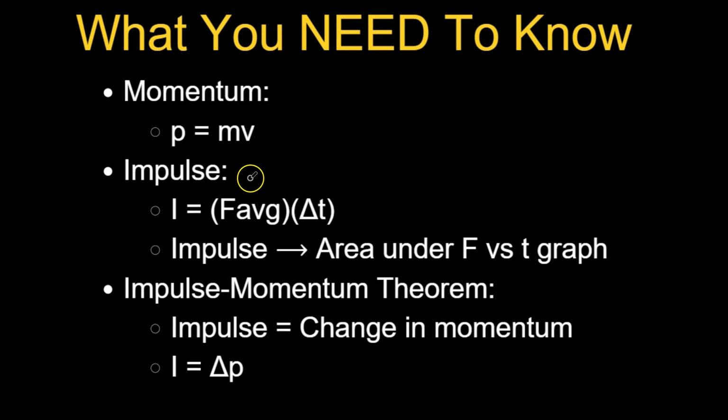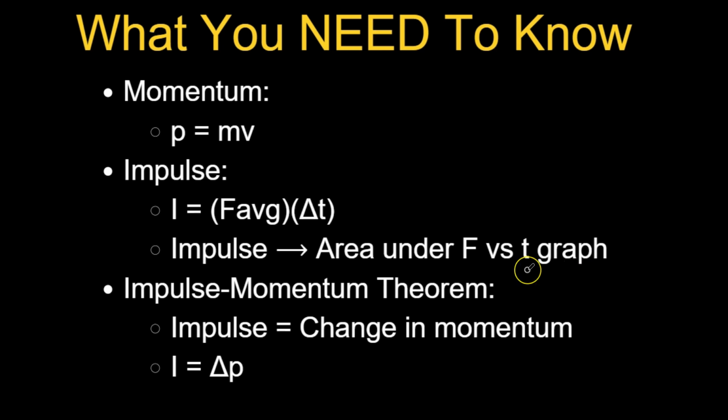Impulse is equal to the average force times the time interval. So if you exert a force on an object over time, if you multiply the force times the time, you get the impulse. If you don't know the force or the average force, we can use the area under the force versus time graph. Typically, the shape of these graphs will be a rectangle or a triangle. So you just need to be able to find the area of a rectangle or a triangle.